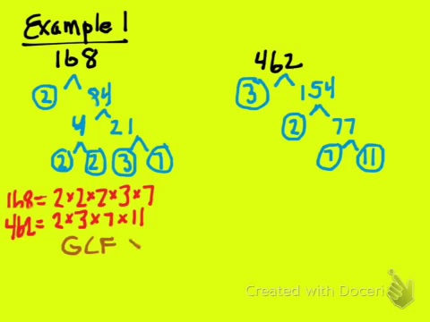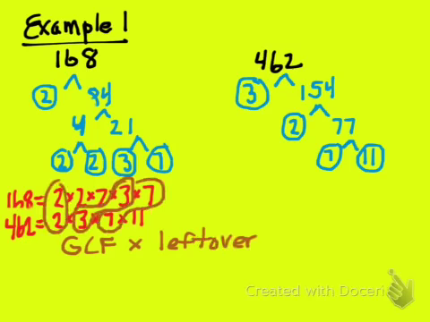And then the GCF, to find the LCM, we're going to take the GCF times what's left over. So let's find the GCF first by circling the common primes. So it looks like we have a 2, a 3, and a 7 that are common. So 2 times 3 times 7. And to find the LCM, we're going to take that GCF and multiply it by all the numbers that are left over. So on 168, we have a 2 and a 2.